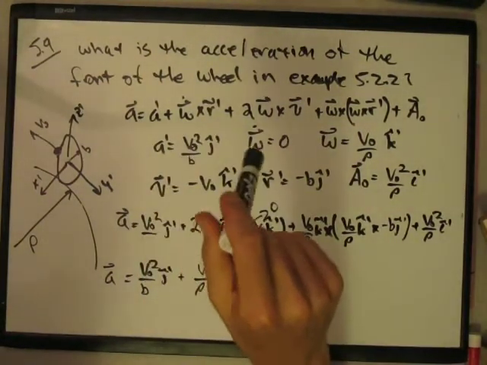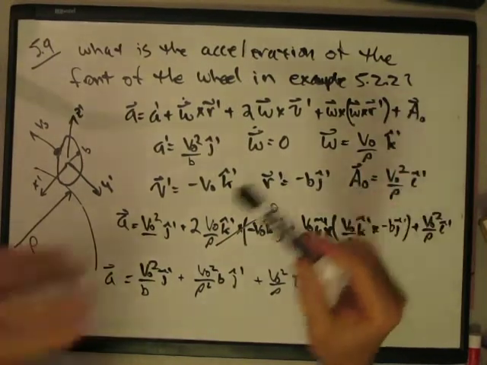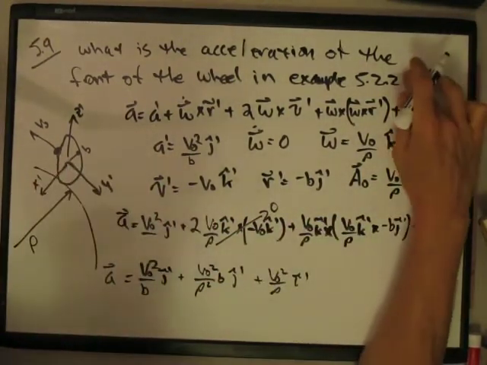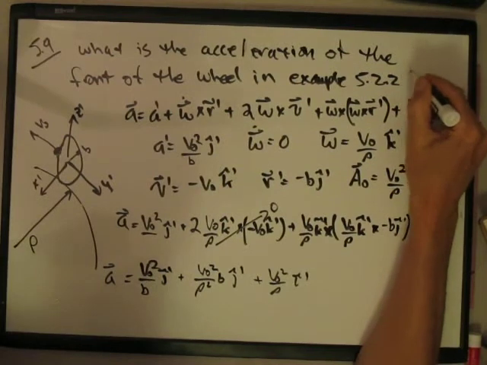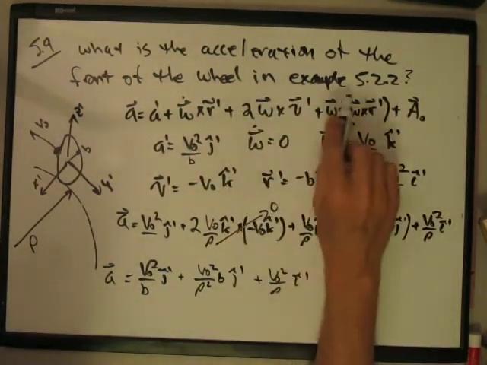So in this example, this is 5.9. It's based on the example we just did a few minutes ago. There should be a question mark there, right? 5.2.2. But you should be able to find that. It says, what is the acceleration of the front of the wheel in that example?